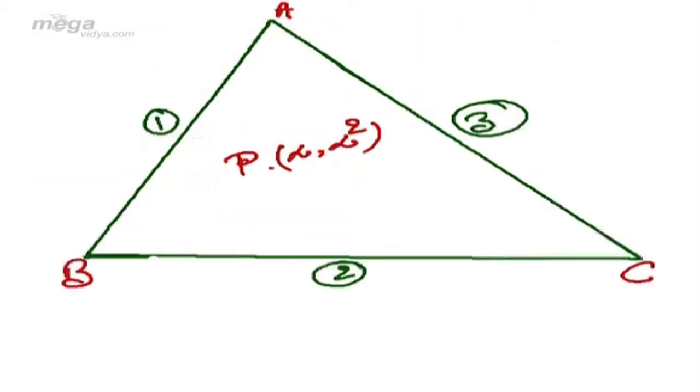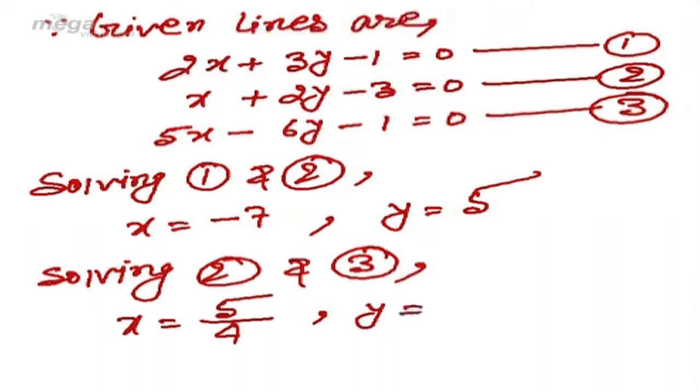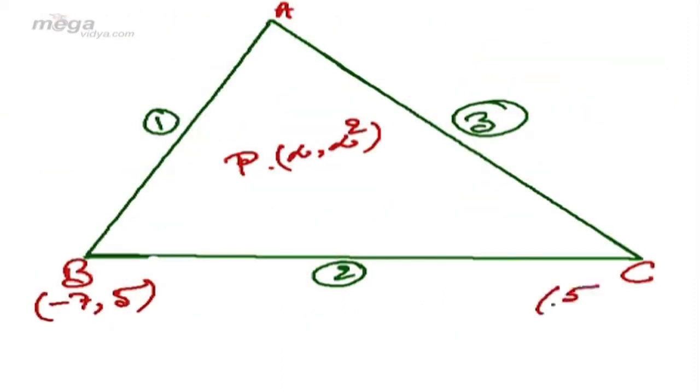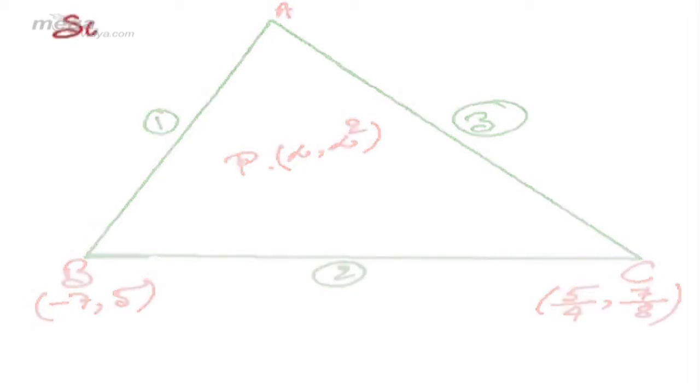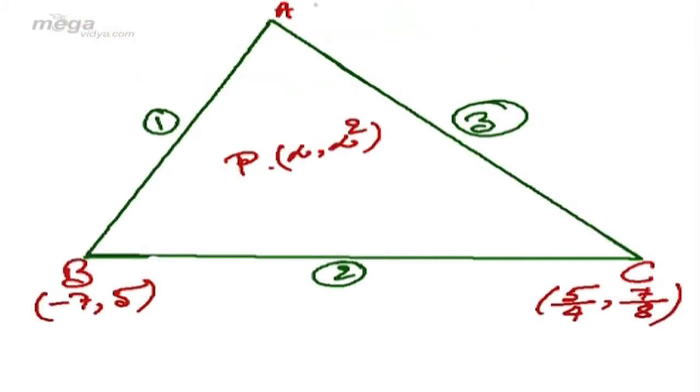So from the figure, you can see the point of intersection of line 1 and line 2 is minus 7, 5. Now we will solve the second and third. Now solving the equation number 2 and equation number 3, x is equal to 5 by 4 and y is equal to 7 by 8. From the figure, this is the coordinate of C, 5 by 4 comma 7 by 8. Now we will solve the equation number 1 and 3. Solving 1 and 3, we get here the value of x as x is equal to 1 by 3 and y is equal to 1 upon 9. So from the figure, the coordinate of A is 1 upon 3 comma 1 upon 9.